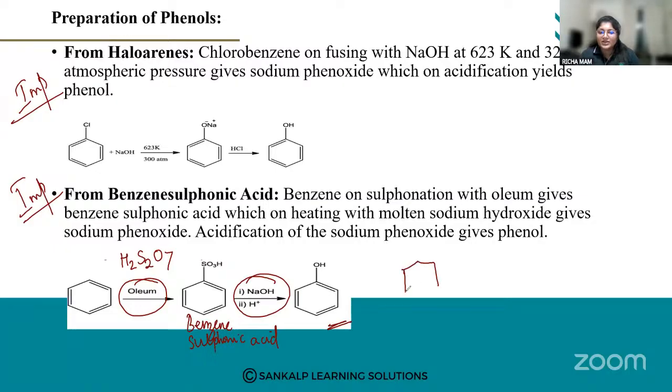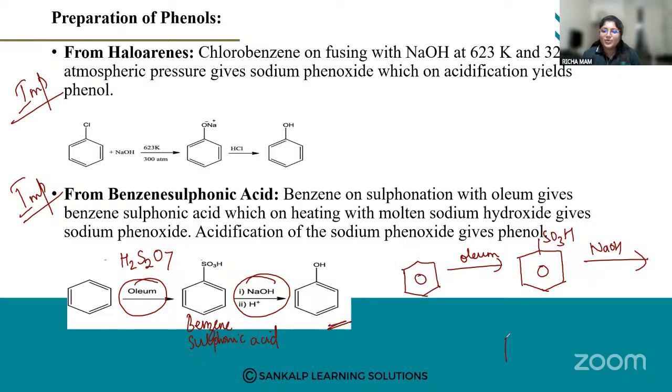So what have we done? We have taken benzene and reacted it with oleum, and I'm going to get the sulfonic acid, that is SO3H. This sulfonic acid I'm going to react further with NaOH. I'm going to get O minus Na plus, your sodium phenoxide, and Na2SO3 will be given out. Further, I'm going to do acidification again, and your Na plus ions will be replaced by H plus. So this is the preparation of phenol. Is it clear?